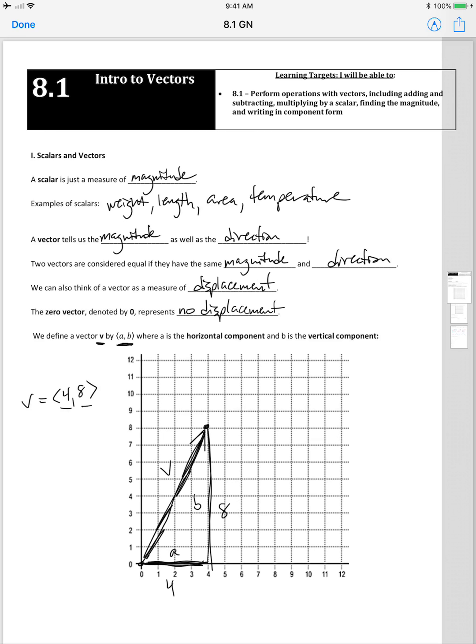Now the special thing about vectors as opposed to any other line that we might draw is that, like we said up here, two vectors are equal if they have the same magnitude and direction. So I could draw this same vector, but instead maybe I start here. So I go over 4, and then up 8.